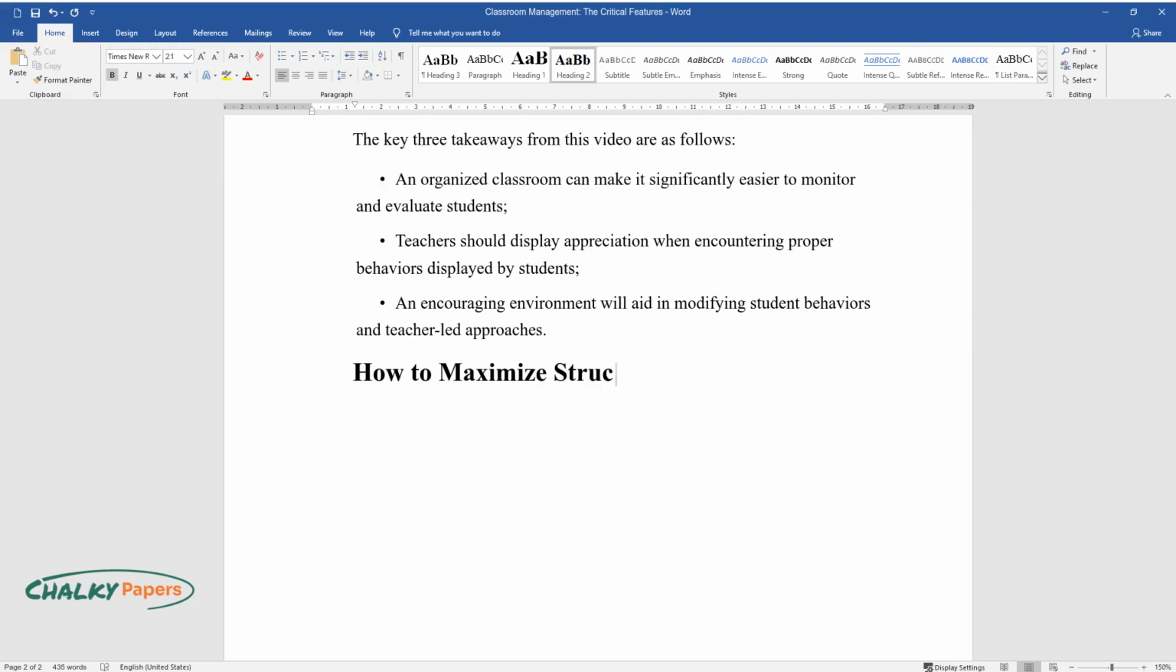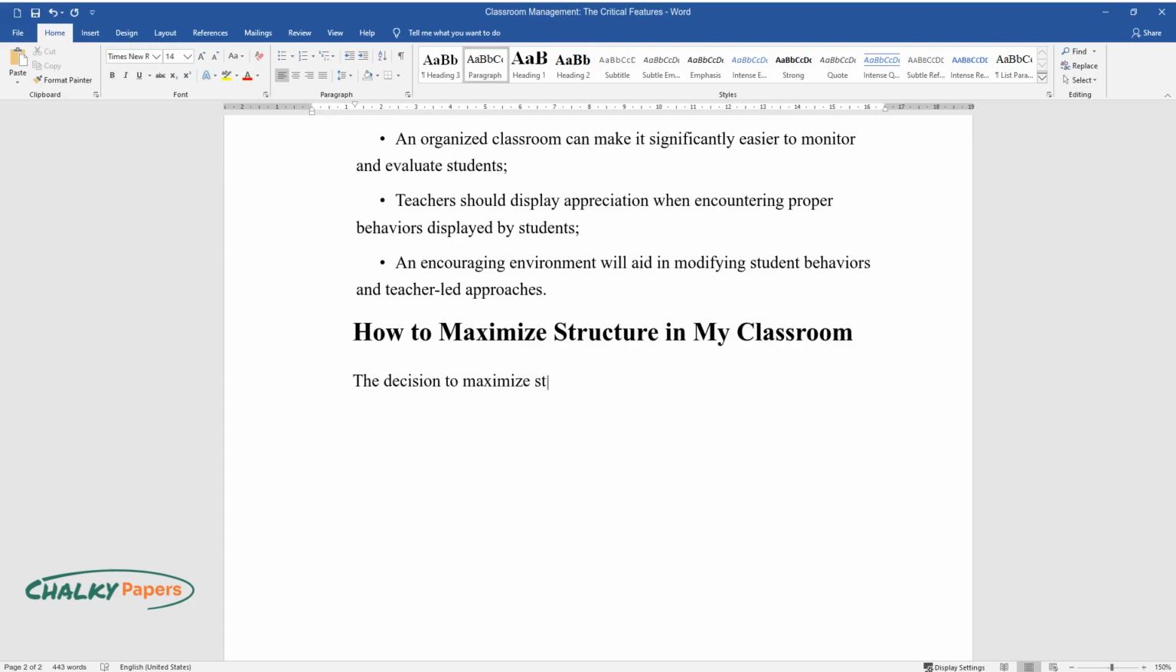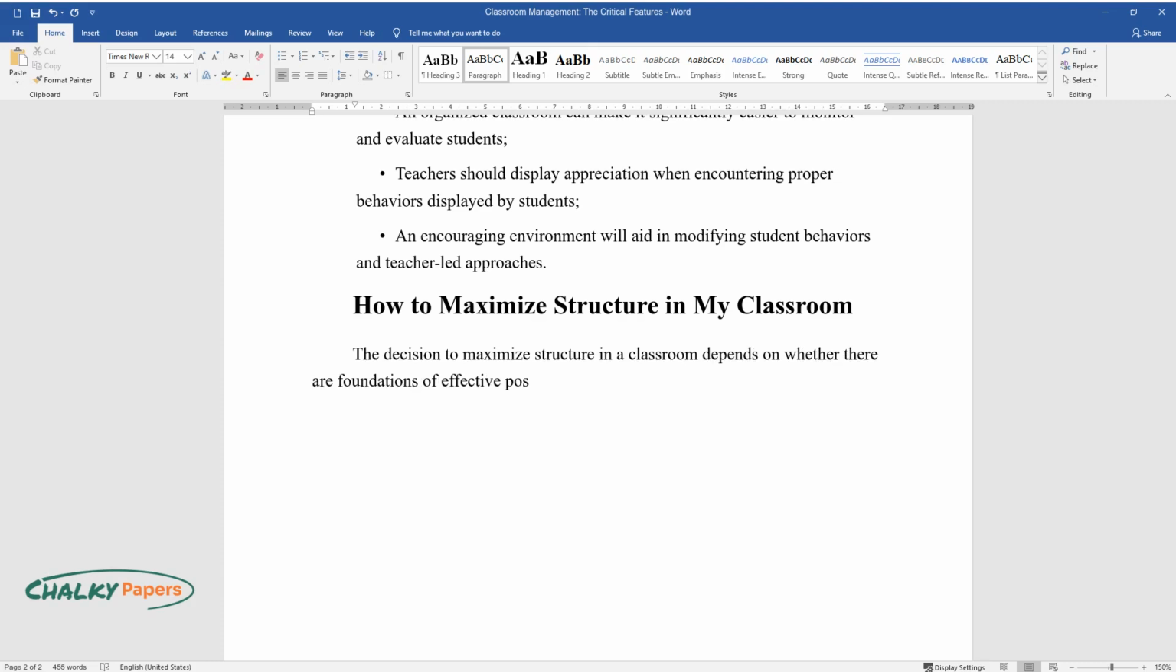How to maximize structure in my classroom. The decision to maximize structure in a classroom depends on whether there are foundations of effective positive behavior support and if they are consistently implemented.